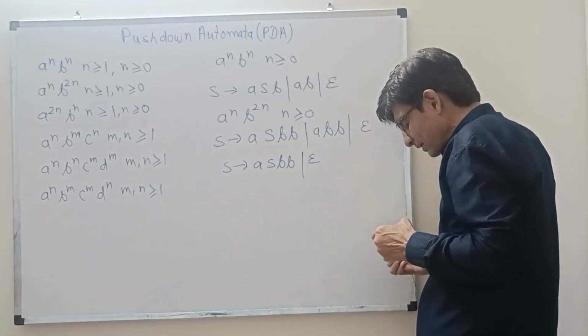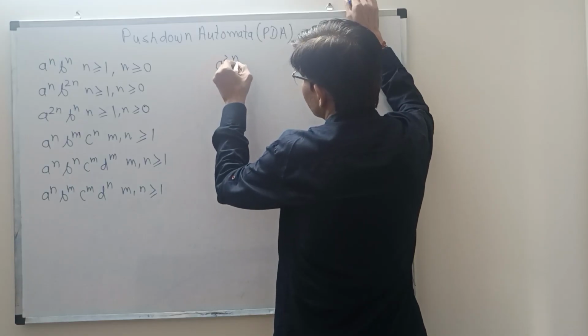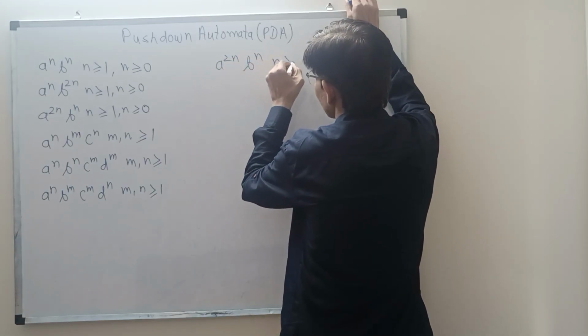Now I will take a third language as an example, a^n b^n, where n is greater than or equal to 1.